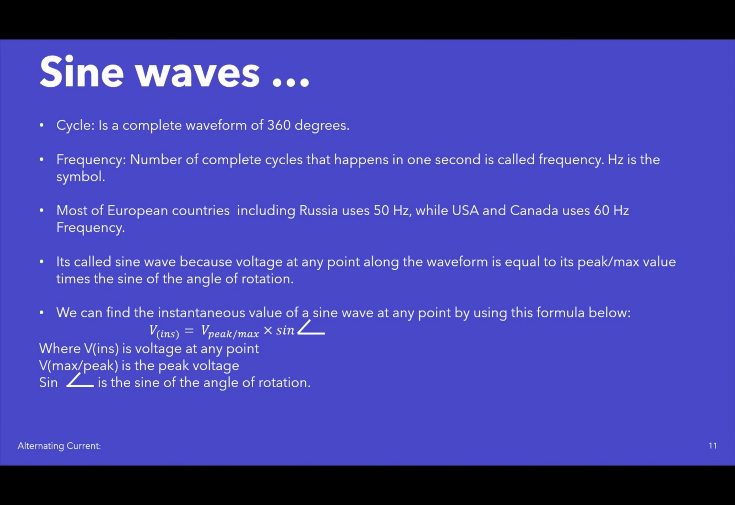Frequency is the number of complete cycles that happen in 1 second. Hertz is the unit of frequency. Most of the European countries, including Russia, use 50 hertz, that is 50 complete cycles per second, and the USA and Canada use 60 hertz, that is 60 complete cycles per second. That's your frequency right there.